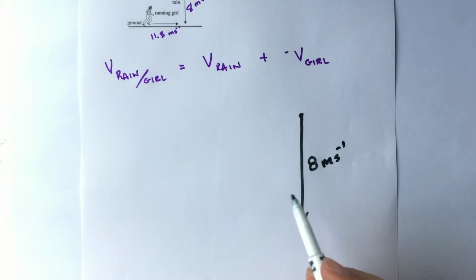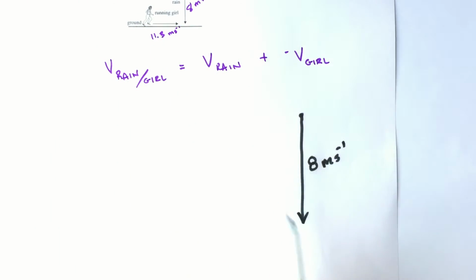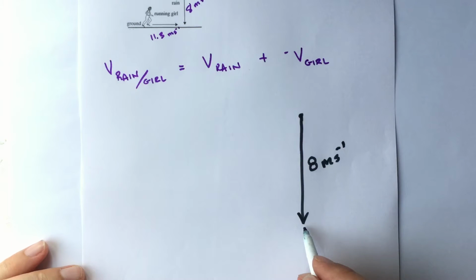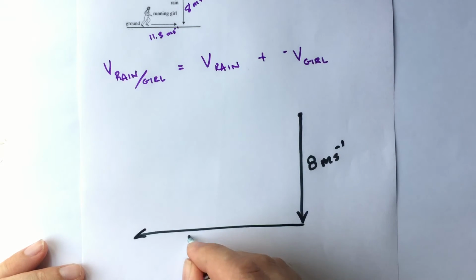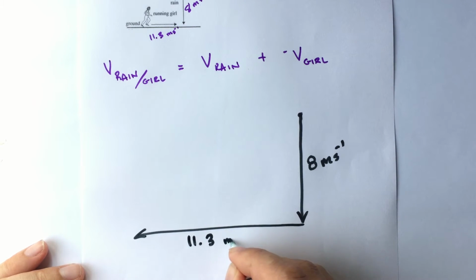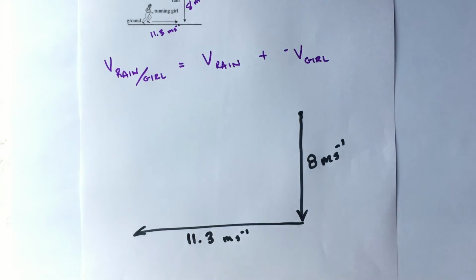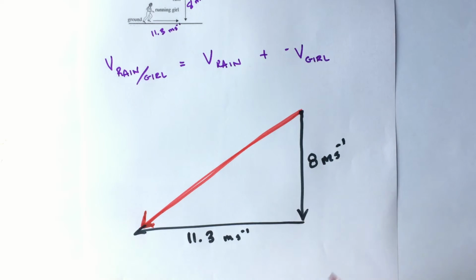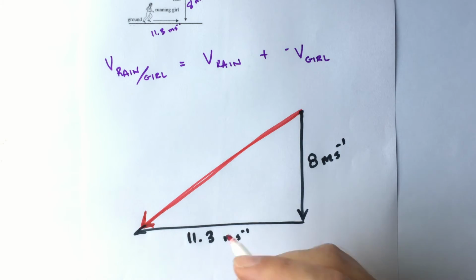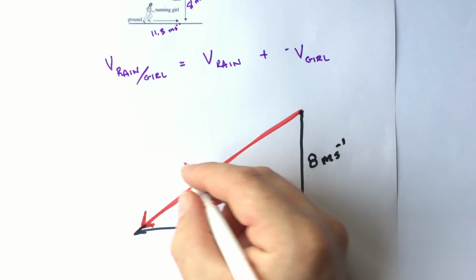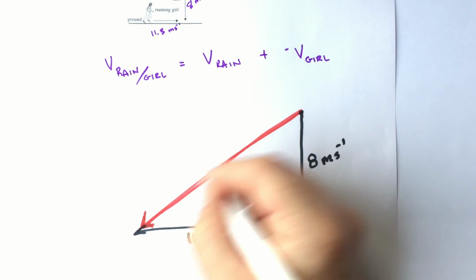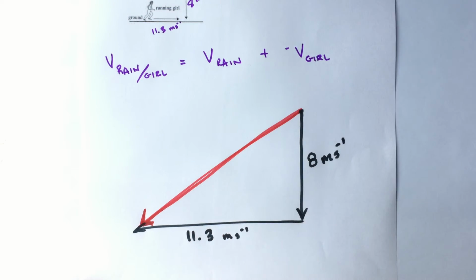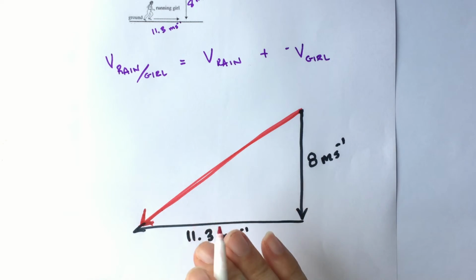And then we have to add to it a negative velocity of the girl. So instead of 11.3 to the right, we're going to go 11.3 to the left. This is the negative velocity of the girl. And our resultant vector is going to be this vector here. So you see the girl thinks the rain is heading at her a little bit. It's hitting her in the face. And so this is the relative velocity that we're looking for. We need to find both its magnitude and its direction.